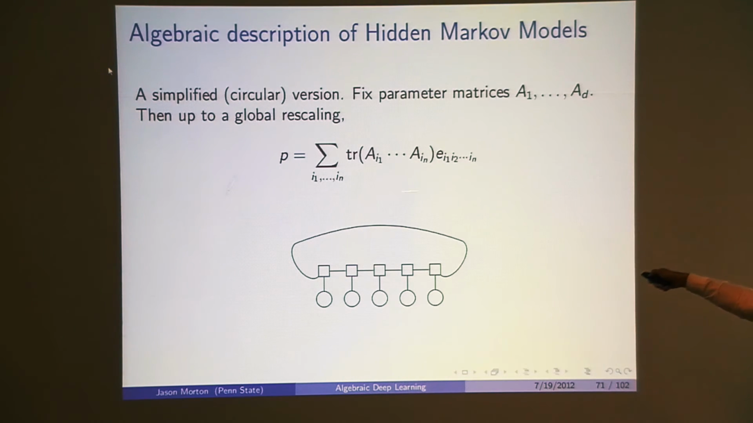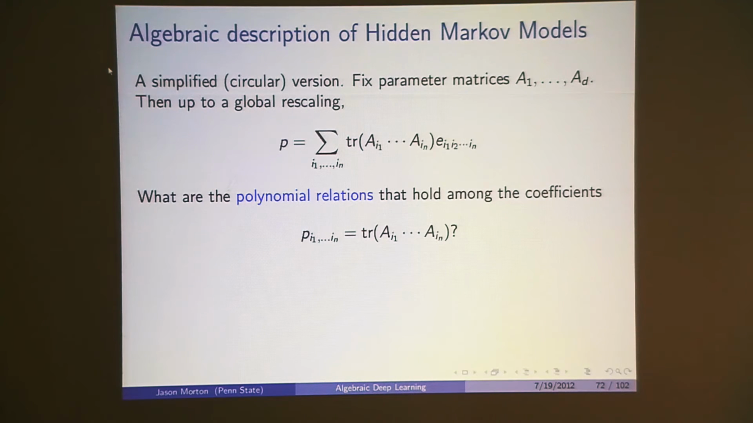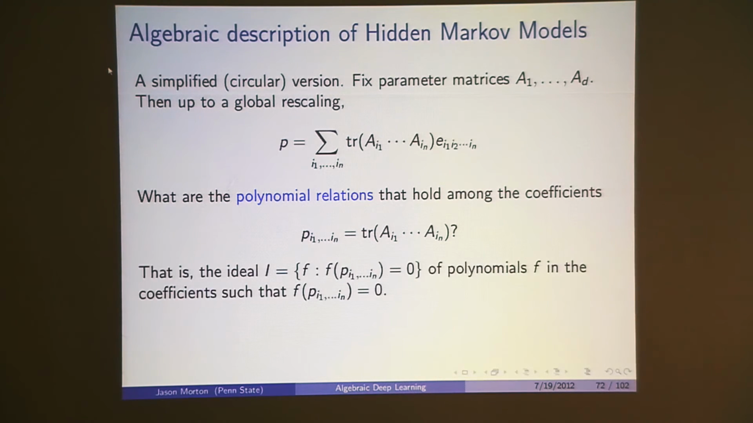This describes a vector in R^(2^n), and that's a probability vector. Maybe I have to rescale it, but okay. And that corresponds to just a hidden Markov model where I require that the final hidden state is equal to the initial hidden state. Okay. So we would like to know what are the polynomial relations that hold among these types of coefficients.